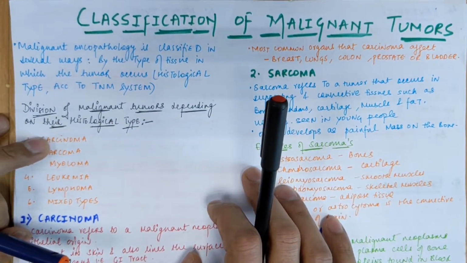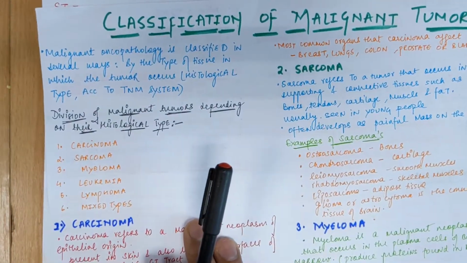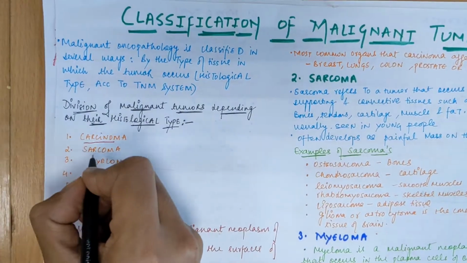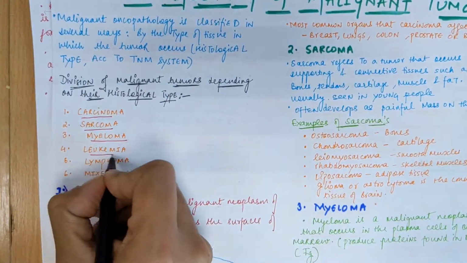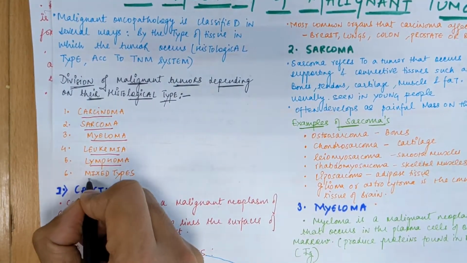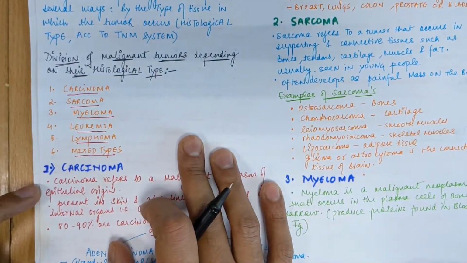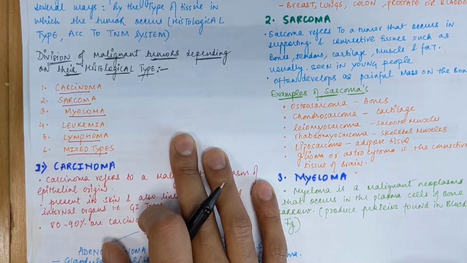First of all, depending on the histological variations, we have 6 types of tumors. The first one is carcinoma, second comes sarcoma, third is myeloma, then leukemia, which is blood cancer, lymphoma, and the mixed types. So these are the 6 types of tumors we will be discussing in detail on the basis of histological type. Now first we have carcinoma.